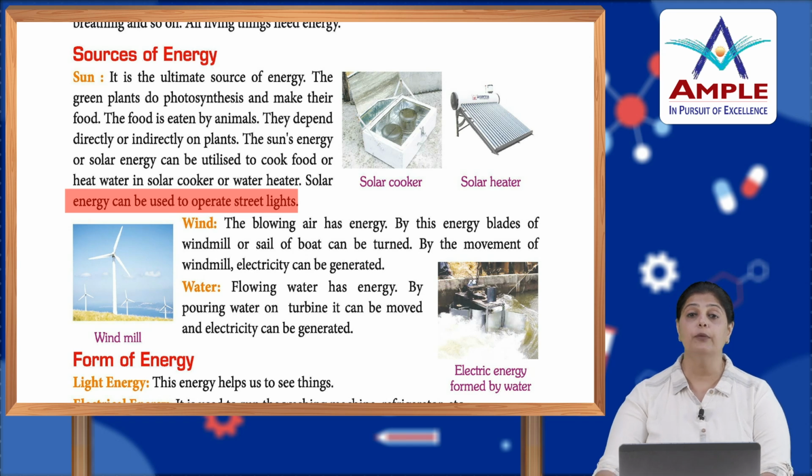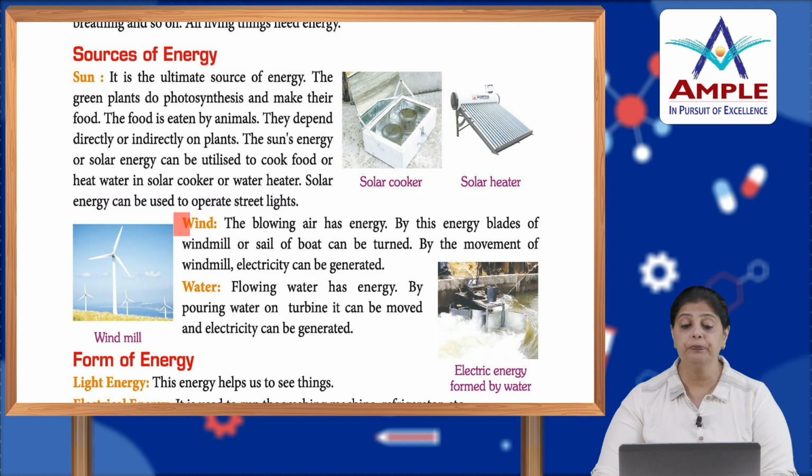All right. Now, let's talk about wind. Wind is the next source of energy. The blowing air has energy. By this energy, blades of a windmill or sail of a boat can be turned. By the movement of the windmill, electricity can be generated. So, if you have gone to the outskirts, you will generally see these big windmills.